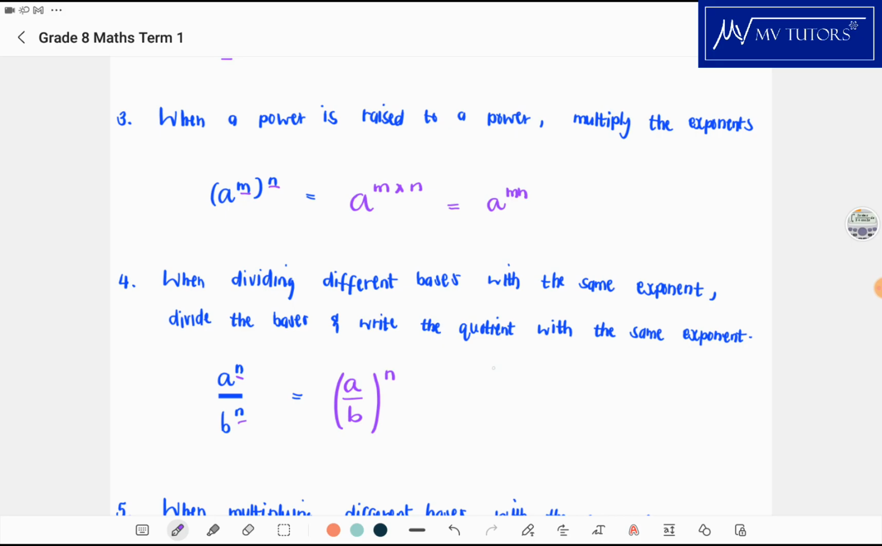Okay, I didn't want to write it like this because now you're going to think it's just a to the power n. Hence, I put the brackets around it. That's why I'm saying brackets are your best friend when it comes to maths. All right.